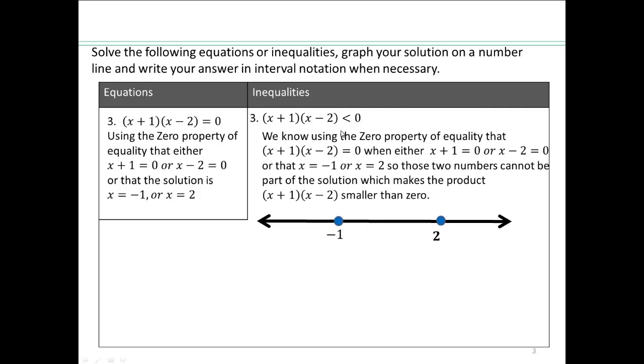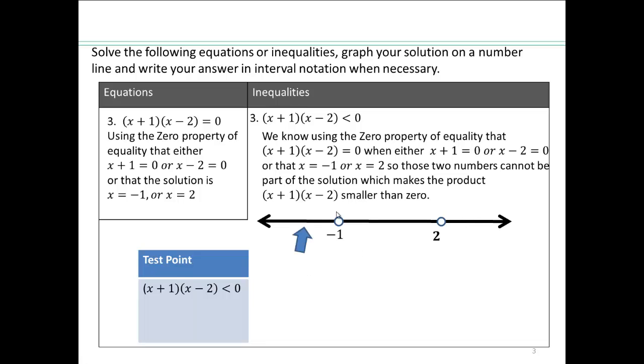So again, solve the equality. You end up with -1 and 2 as your solutions, which will make the product exactly equal to 0, which you know is going to be false. So -1 and 2 cannot be included, so we have to punch holes there. So now the number line is broken into 3 sections: below -1, between -1 and 2, and above 2.